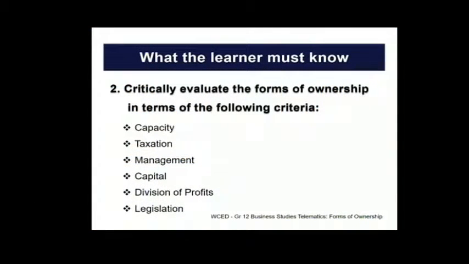Right. We are going to focus on information that is in the exam guidelines, also part of the lesson preparation. They need to critically evaluate the forms of ownership in terms of the following criteria: capacity, taxation, management, capital, division of profits, and legislation. That's also a mouthful, Mr. Momberg. Yeah, but it's important that learners must know those criteria, because very often learners don't even know.